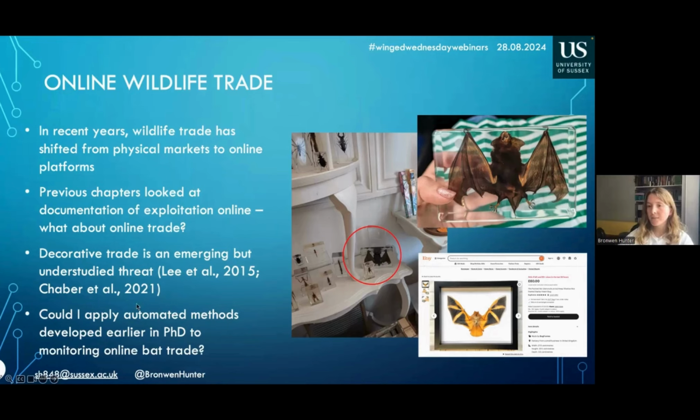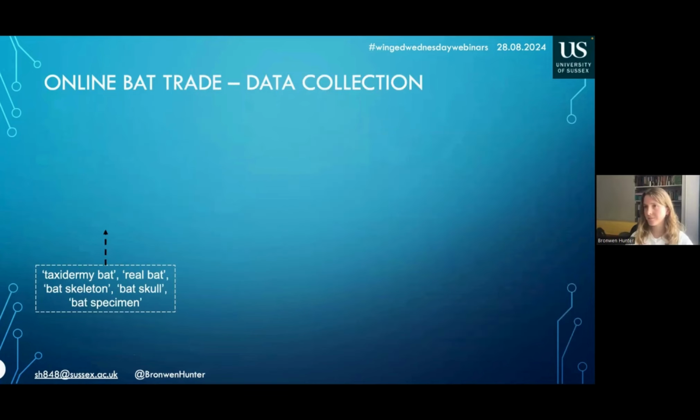To my knowledge, there's only been one study of the online trade of bats, which was published in 2021. And that was just a short scale study. I think it was over just 1 or 2 months, where data were manually collected from eBay and Etsy. So given that a lot of my PhD was focused on developing new automated methods for collecting information for bat conservation online, I wanted to see, can I scale this up and apply some of the automated methods that I've already developed to this research question.